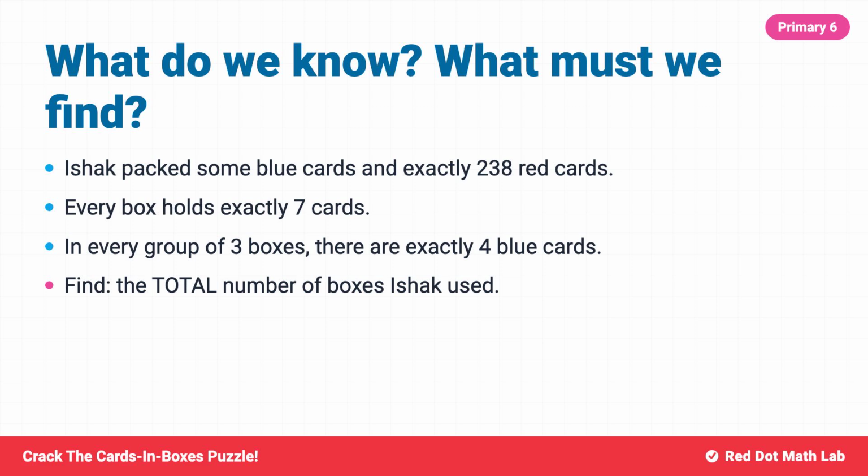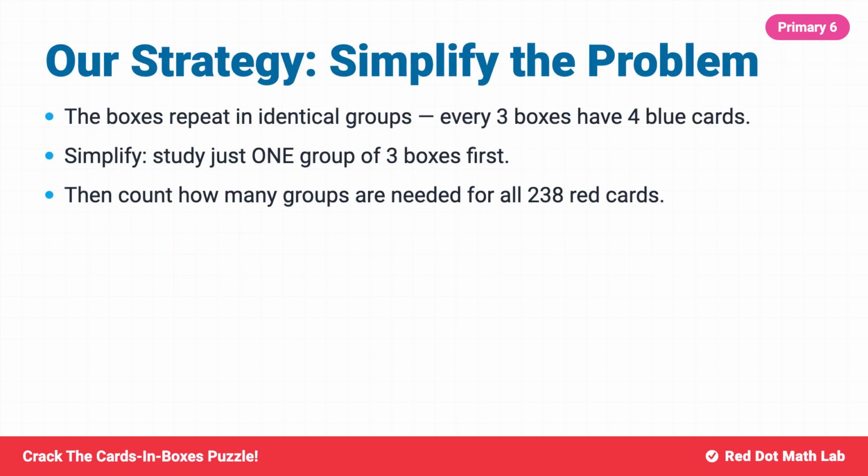All right, now we need a plan. Here is our strategy. The question keeps talking about every 3 boxes. That means the boxes repeat in identical groups, group after group, always the same. So let's simplify the problem. Instead of thinking about all the boxes at once, we zoom in and study just one group of 3 boxes. Once we understand one group completely, we can work out how many groups Ishak needs to pack all 238 red cards. Do you see the idea? Understand one group, then multiply up.